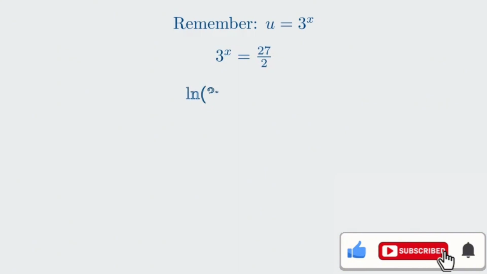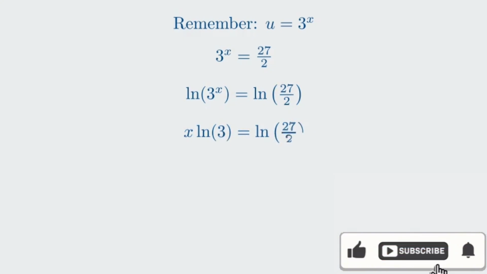So we have the natural log of 3 to the x equals the natural log of 27 over 2. Using a key property of logarithms, we can bring the exponent x down in front. This gives us x times the natural log of 3 equals the natural log of 27 over 2. Now, to isolate x, we just need to divide both sides by the natural log of 3. Our final answer is x equals the natural log of 27 over 2 divided by the natural log of 3.